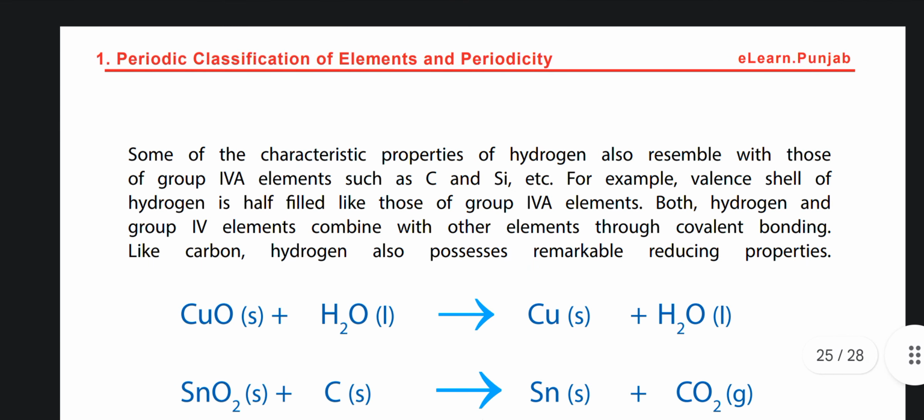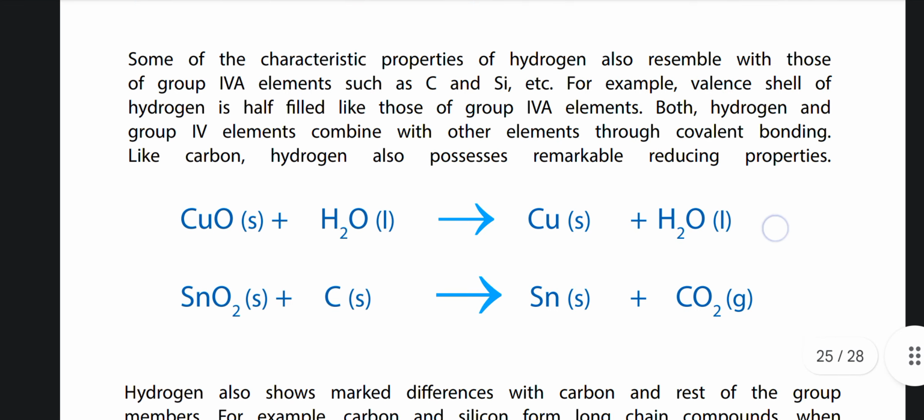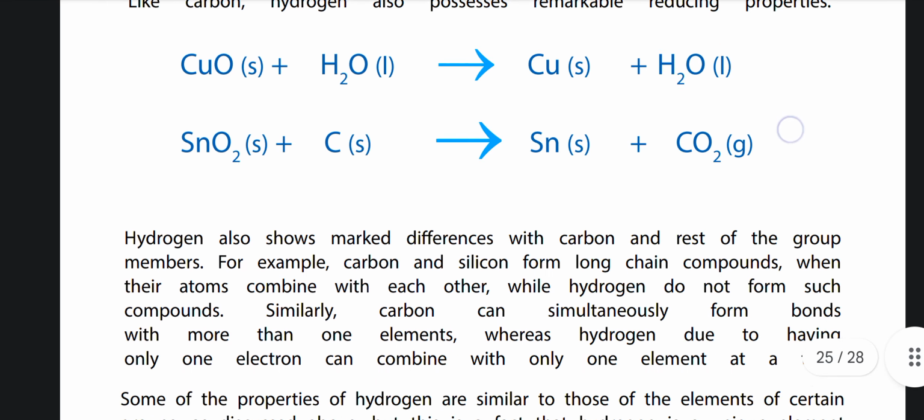Some of the characteristic properties of hydrogen also resemble those of group 4A elements such as carbon and silicon. For example, the valence shell of hydrogen is half filled, like those of the group 4A elements. Both hydrogen and group 4 elements combine with other elements through covalent bonding. Like carbon, hydrogen also possesses remarkable reducing properties. CuO + H2 gives Cu + H2O, SnO2 + C gives Sn + CO2.